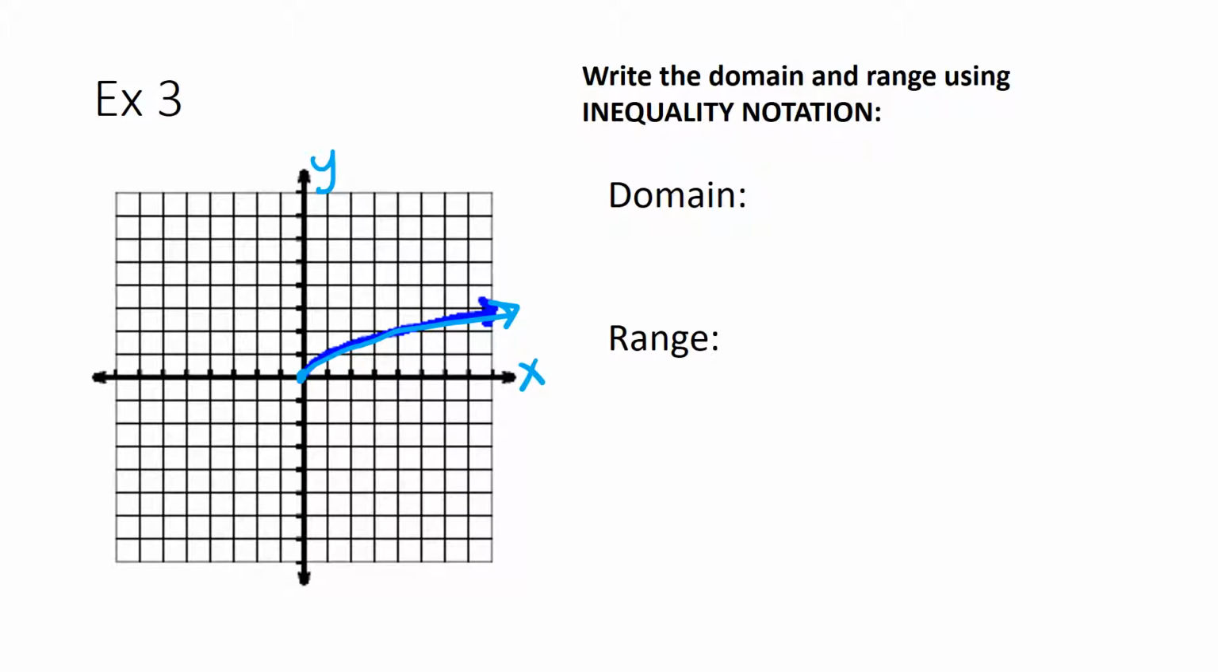So for my inequality notation then, instead of doing an and inequality, or a compound inequality, like we did on the last two examples, I'm just simply going to say x is greater than or equal to 0, and for my range, y is greater than or equal to 0. So this one was fairly simple. Hopefully we can see how the inequality notation is working into the domain and range from graphs of special functions.